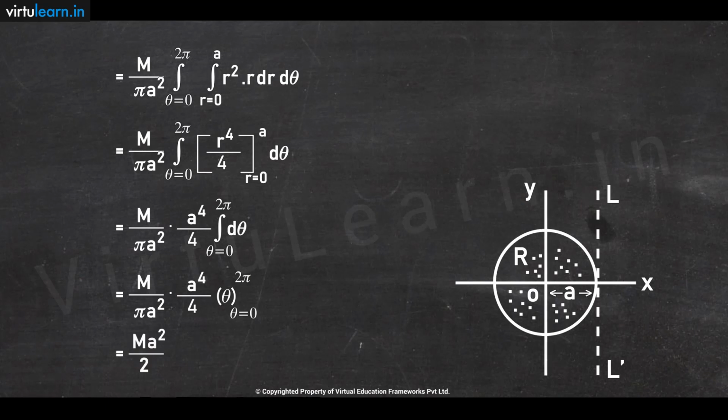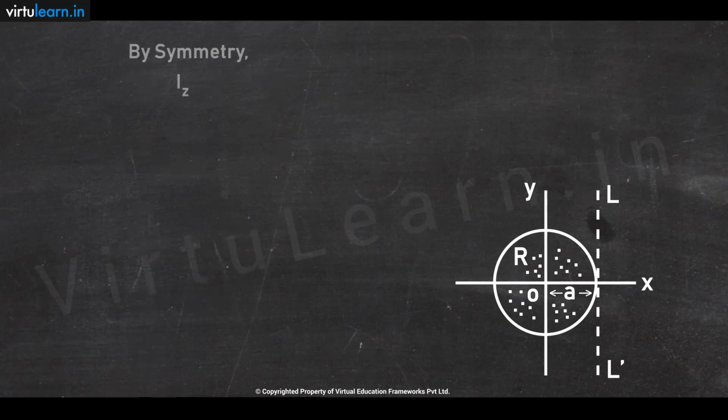From the perpendicular axis theorem, we know that Iz is equal to Ix plus Iy, or because of the symmetry of the plate about the coordinate axis, you can as well write it as 2 times Iy, or Iy is equal to m a square by 4.